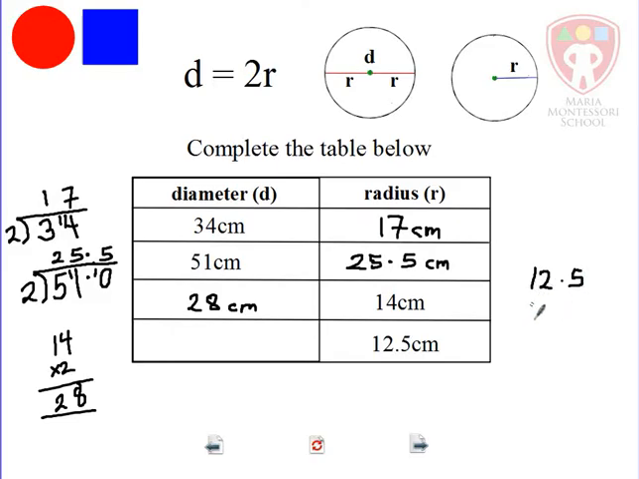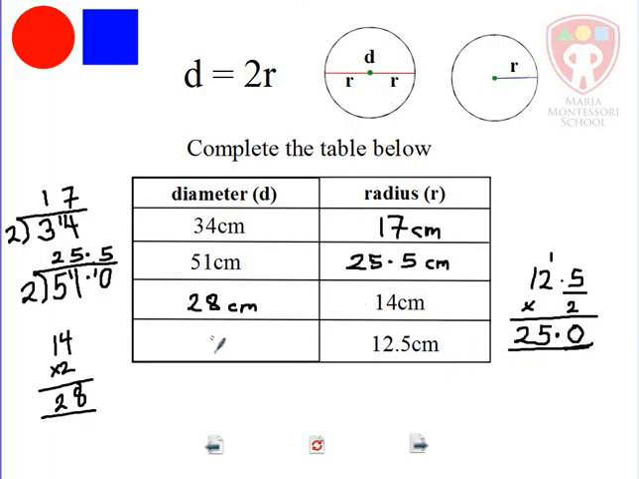And the last one, let's come over here and work it. 12.5 times 2. 5 times 2 is 10. Carry the 1. 2 times 2 is 4 plus the 1, 5. 1 times 2 is 2. How many numbers after the decimal point? Just the 1 up here. So our point must go here so that we only have 1 number after the decimal point in the answer.